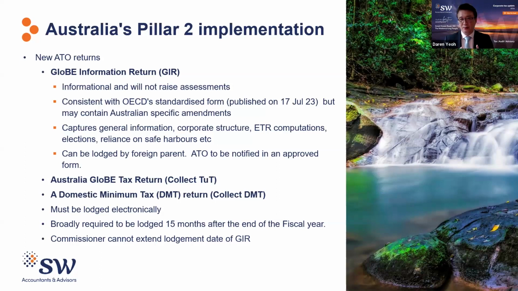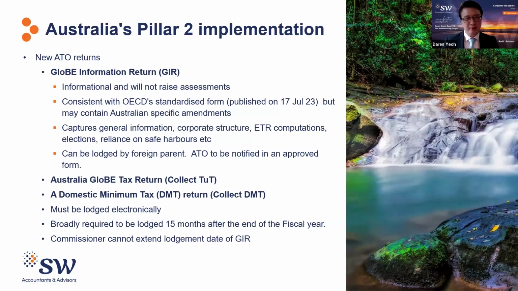So what are the forms you need to lodge with the ATO? There are 3 returns. One is the Global Information Return. So this is really informational. It will not raise assessments. It is consistent with the OECD standardized form, which was published on 17 July 2023. So you can actually download that form to have a look at it. It may also contain Australian-specific amendments as well.